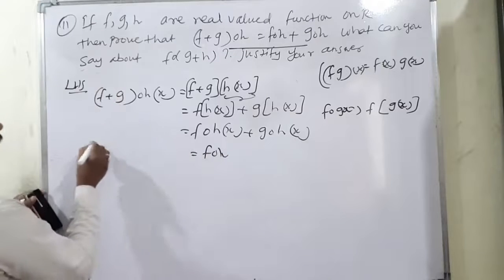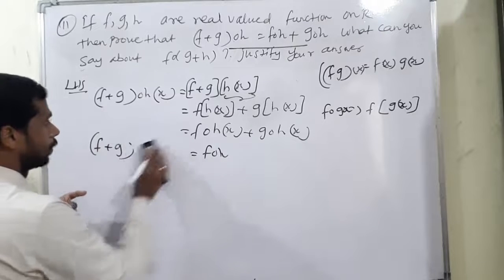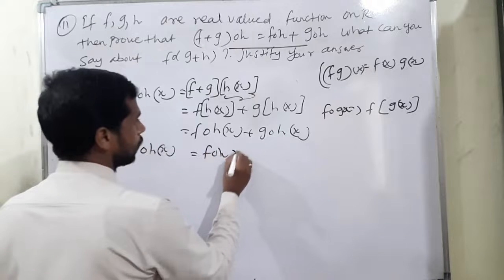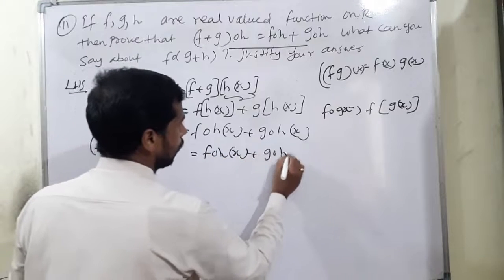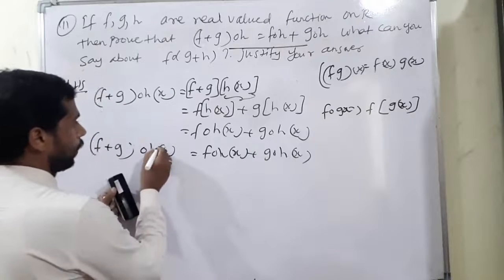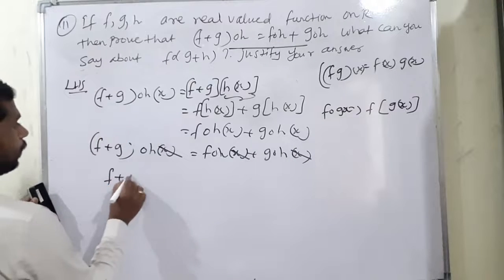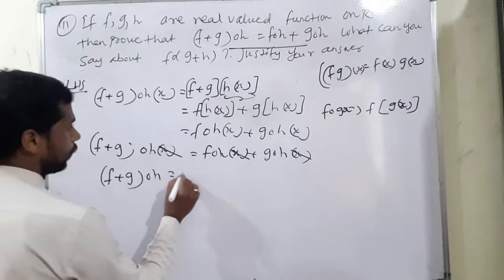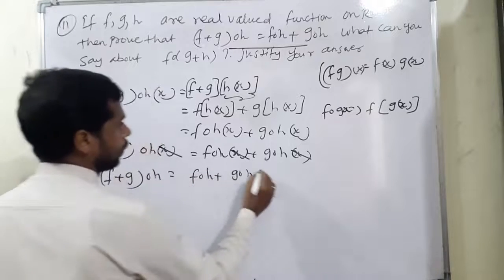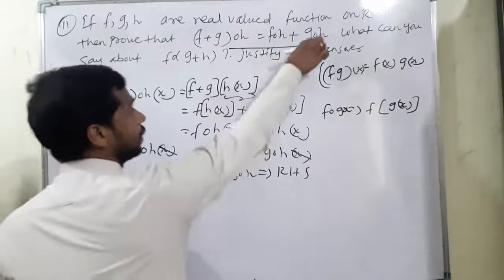Otherwise, what is the term there? (f plus g) dot h of x, isn't it? Here also, what is the term there? f dot h of x plus g dot h of x. So the common term x is there, no? Here x will be removed, x will be removed, taking it common outside, definitely what answer will come? (f plus g) dot h is equal to f dot h plus g dot h. This is our RHS term now. What is the term of RHS? f dot h plus g dot h.